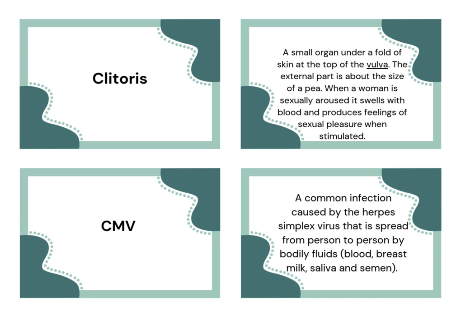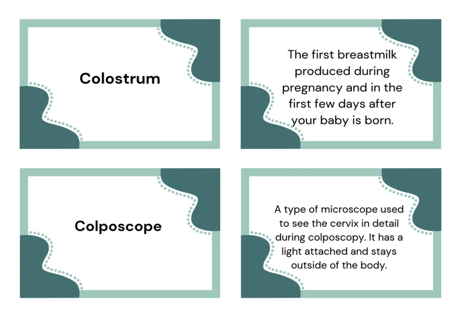The external part is about the size of a pea. CMV, common infection caused by the herpes simplex virus that is spread from person to person by bodily fluids, blood, breast milk, saliva, and semen. Colostrum, the first breast milk produced during pregnancy and in the first few days after your baby is born. Colposcope, a type of microscope used to see the cervix in detail during colposcopy. It has a light attached and stays outside of the body.